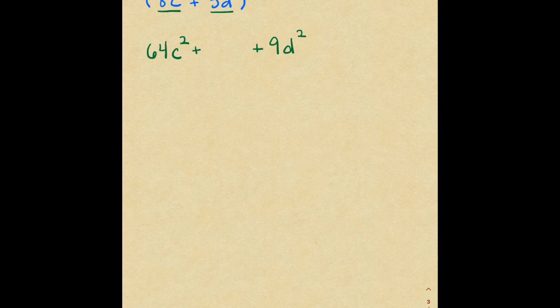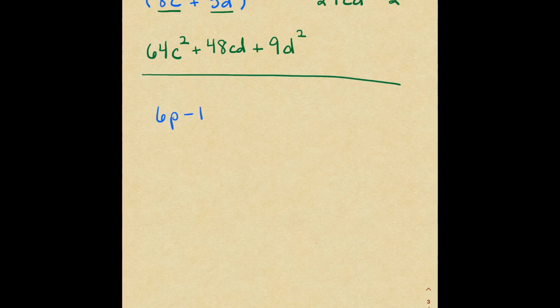I'm going to multiply 8c times 3d, which would be 24cd, and then I'm going to multiply that times 2 for the middle term. And so I'm going to end up with 48cd, and then I have the answer. If I want to, I can go back and check that with FOIL. Let's try one with a minus sign in it. Let's try 6p minus 1 squared.